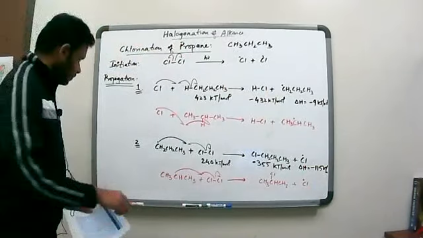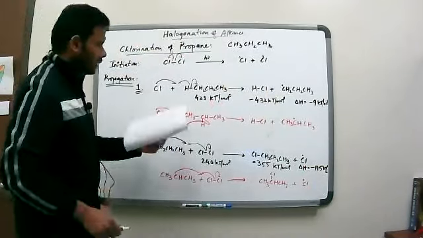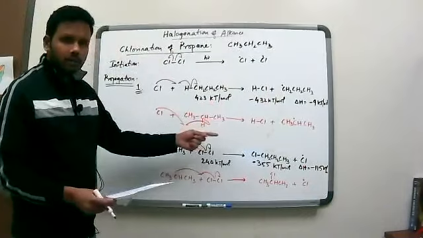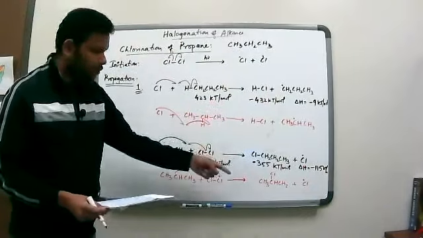Now, similarly, I can calculate the delta H for the other process, which is the formation of 2-chloropropane.